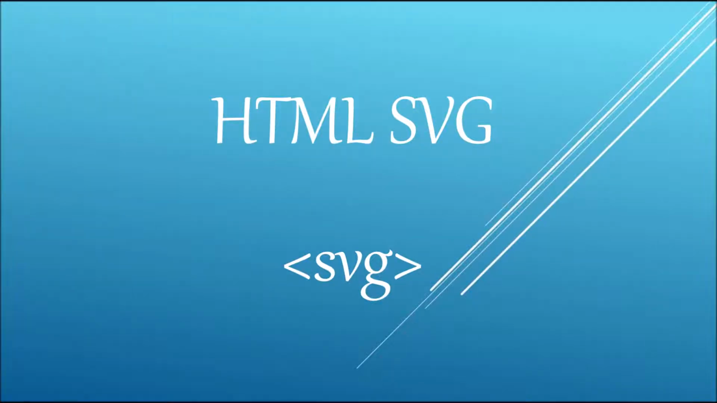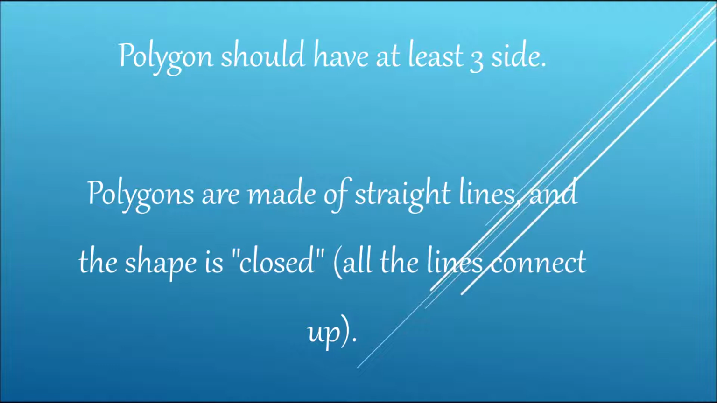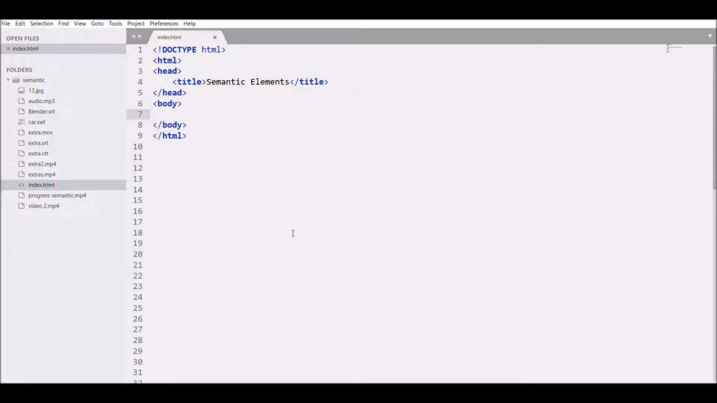Hello everyone, this video is about creating a polygon using SVG. A polygon has three or more sides and the shape is closed. It has an attribute, points, that takes an X,Y coordinate for each corner. So let's see how we can create it in SVG.